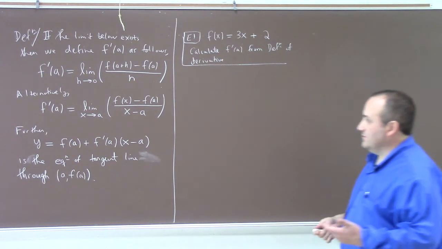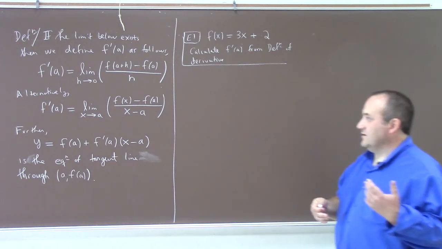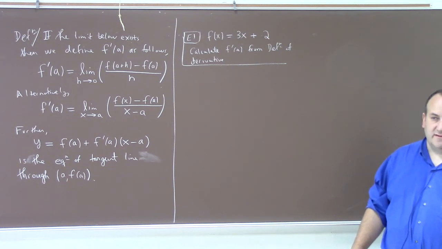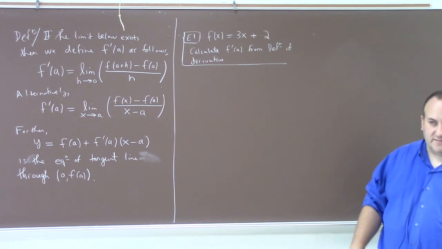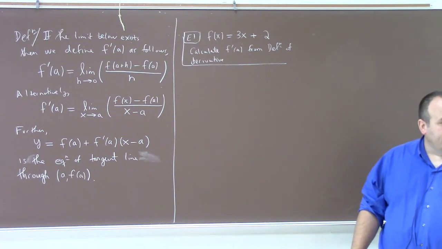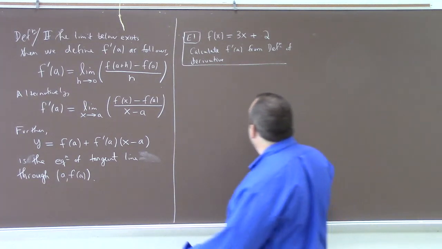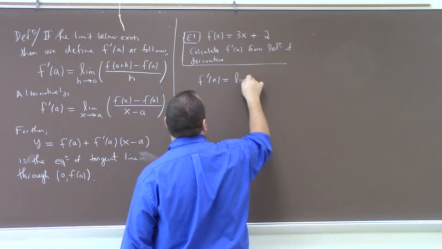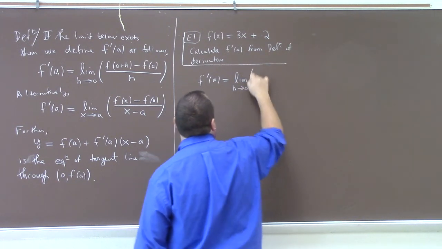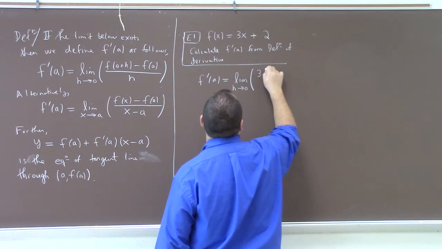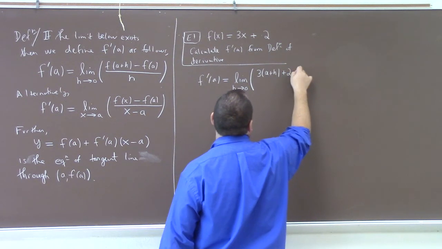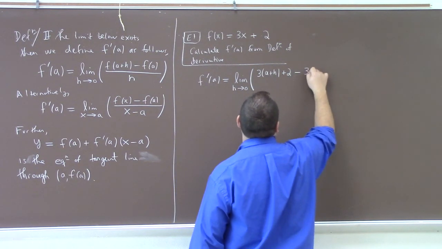All right, so here we go. Which formulation of the derivative do you want to use? The h goes to 0 or the x goes to a? Your choice. All right, we have a decider. Very good. So f prime of a, and I'm just going to write it out, is the limit as h goes to 0 of 3 times a plus h, plus 2, minus 3 times a plus 2.